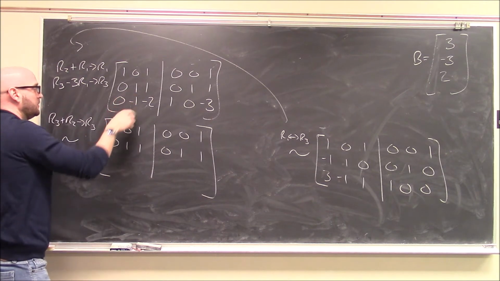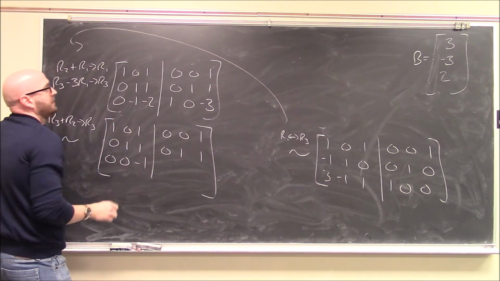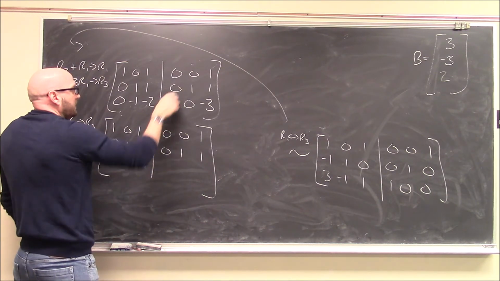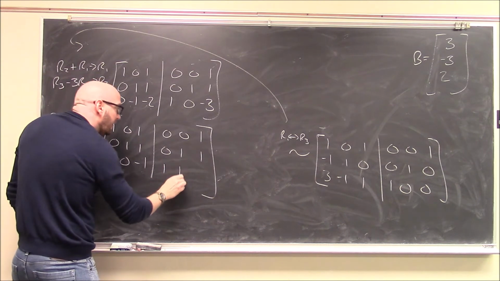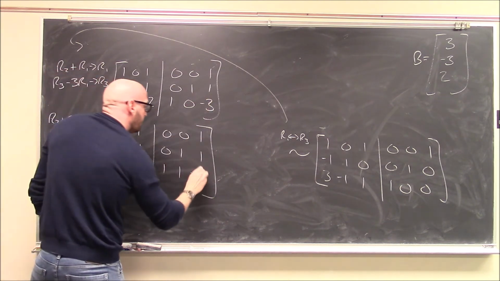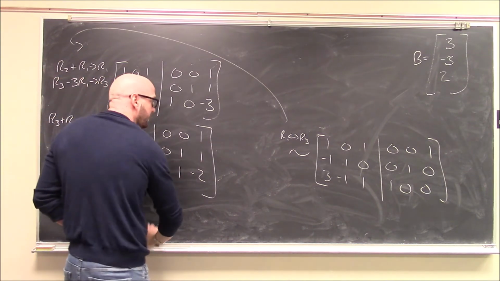Now we're going to add row 2 to row 3, so 0, 0, minus 2 plus 1 is minus 1. 1 plus 0 is 1. We're just adding them, right? Yeah. 0 plus 1 is 1. Minus 3 plus 1 is minus 2. Okay.